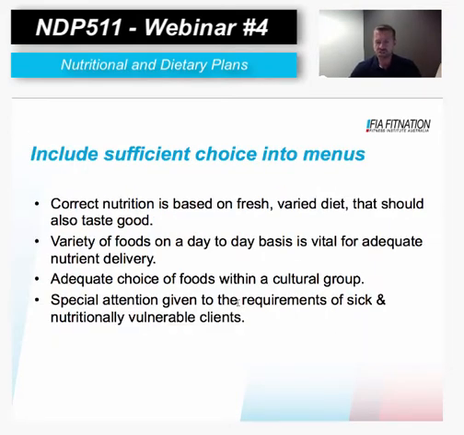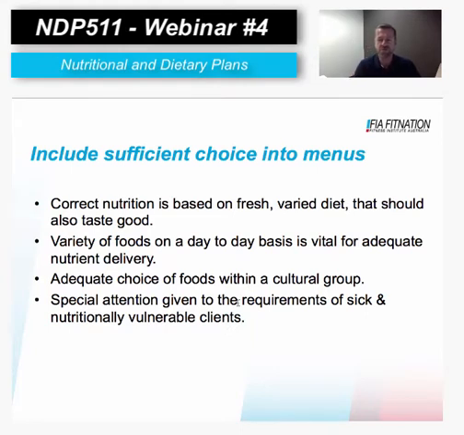So, including sufficient choice in your menus. As we know, correct nutrition is based on fresh, varied food that should also taste good. So a variety of foods on a day-to-day basis is vital for adequate nutrition. And what we're talking about there is adequate nutrition delivery, and we're really looking at the spread of macronutrients there for energy and obviously for tissue resynthesis, but we're also talking about your micronutrients.